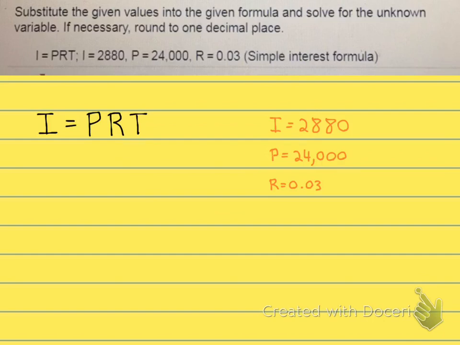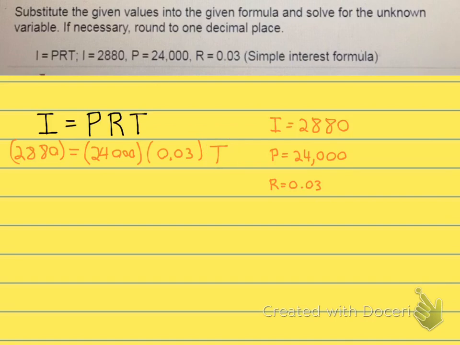So let's start with the I. I is 2,880, so 2,880 equals P, which is 24,000, times R, which is the rate, which is 0.03, times T. And now we have one equation, one unknown. We're ready to solve. This is our unknown, T. That's what we're going to solve for.